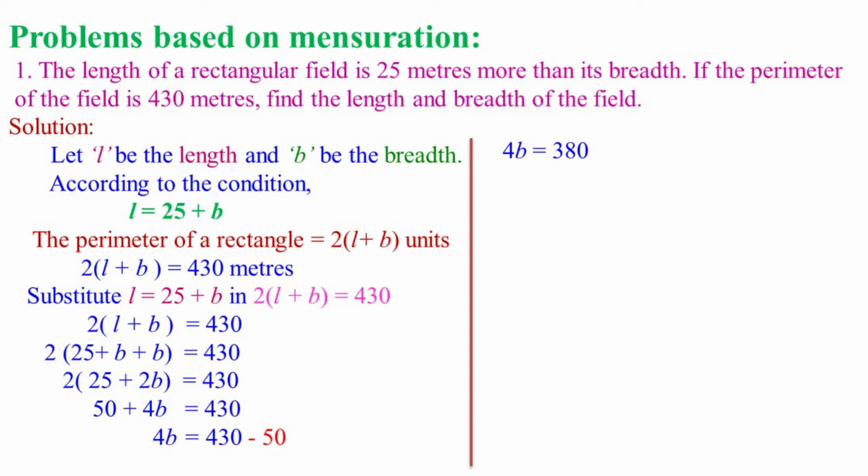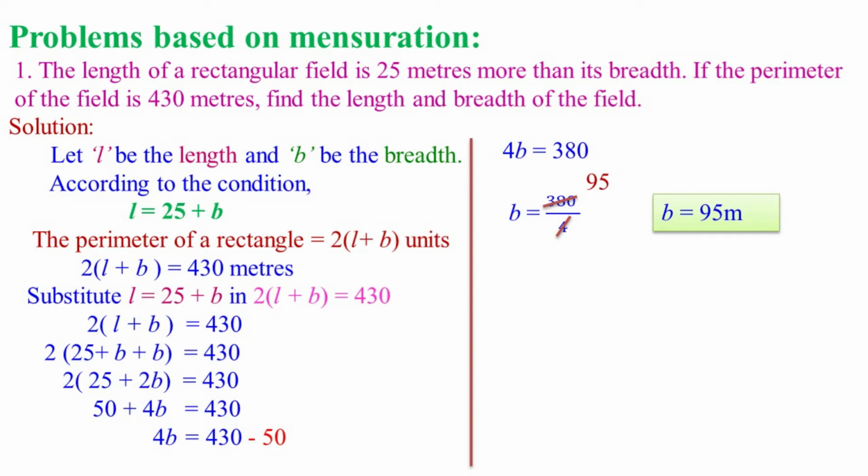Now transpose 4 to the right hand side. On transposing, we get B equal to 380 divided by 4. Now cancelling by common factor 4, we get 95. B equal to 95 meter. Now what we have to do next? We have to find the value for L.